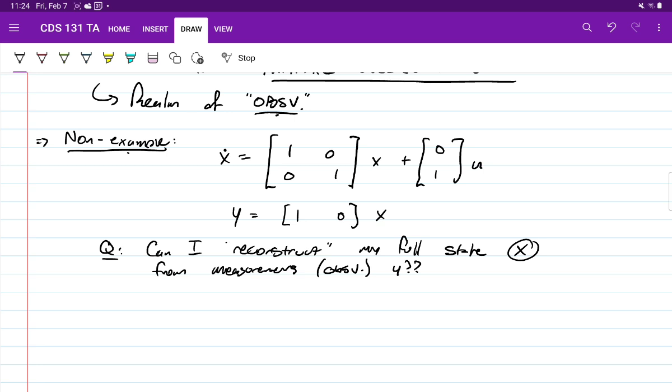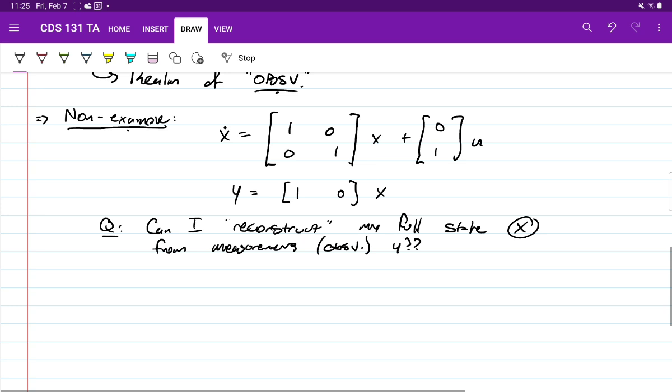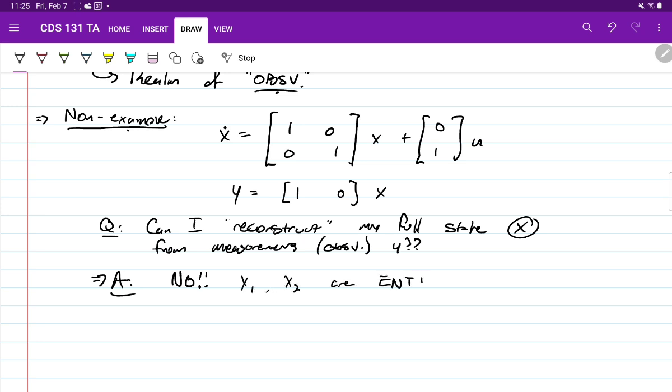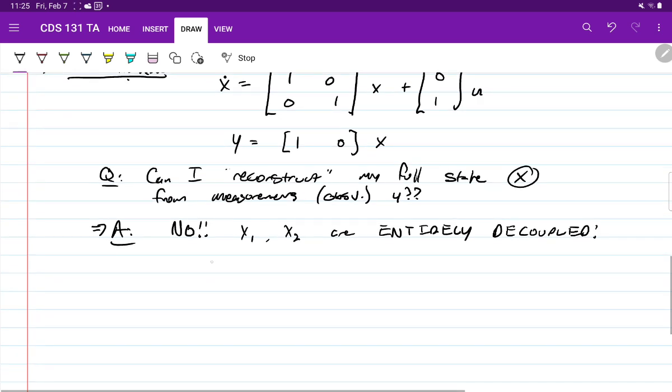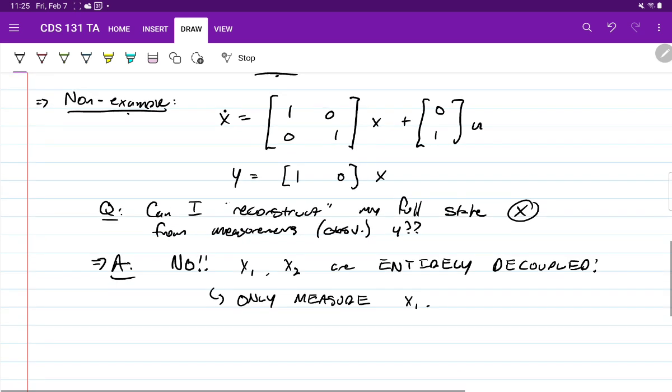All right, so I'll assume you gave this some thought, and maybe the answer that you came up with is no. We see that the first component of x, which we'll call x1, and the second component, x2, are entirely decoupled. Further, we only measure x1, because this just pulls out the first component of my state vector.